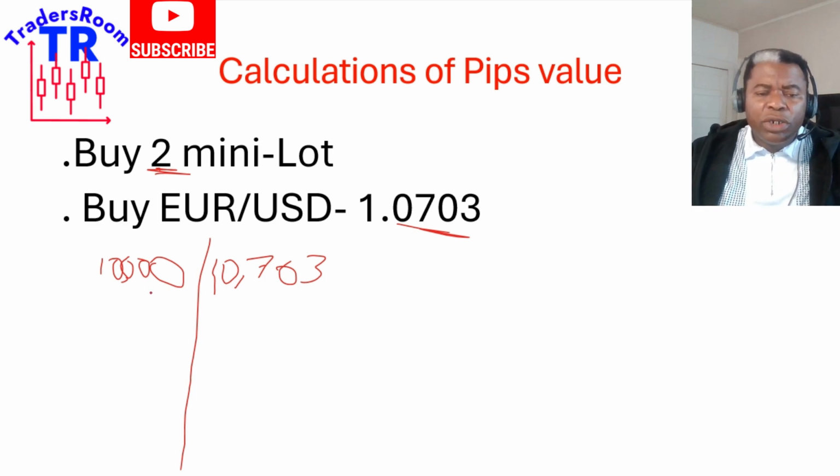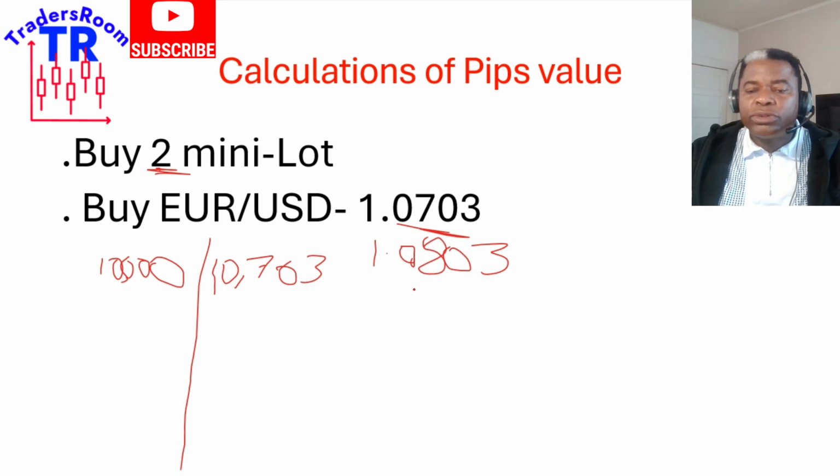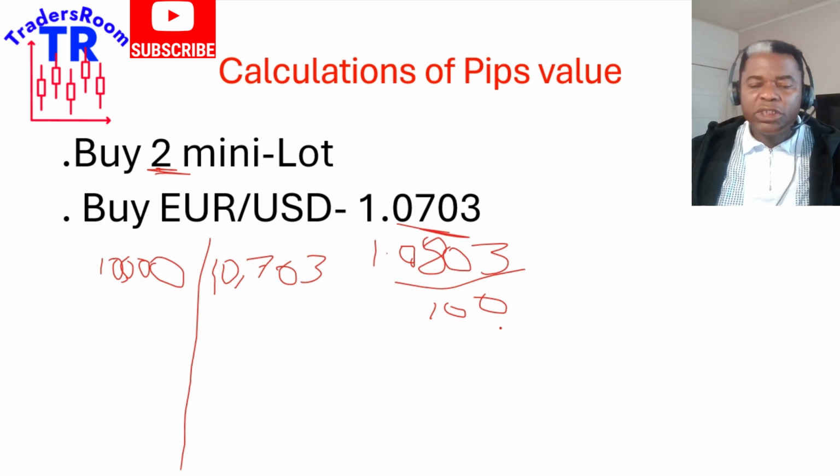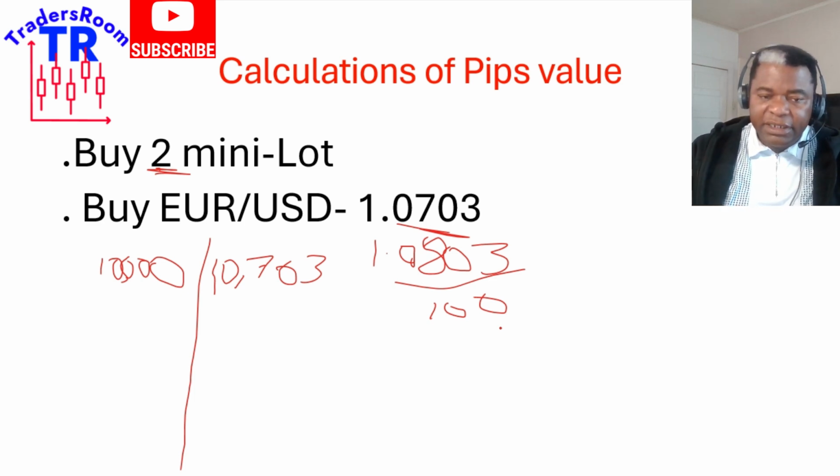And by the time you now hold on to your $10,000 account, you were able to hold it and your pips now rise to 1.0803 instead of 1.0703. So which means automatically you were able to hold your money and you now gain 100 pips. Remember, I'm using 100 so that you know the difference in each of these lots.